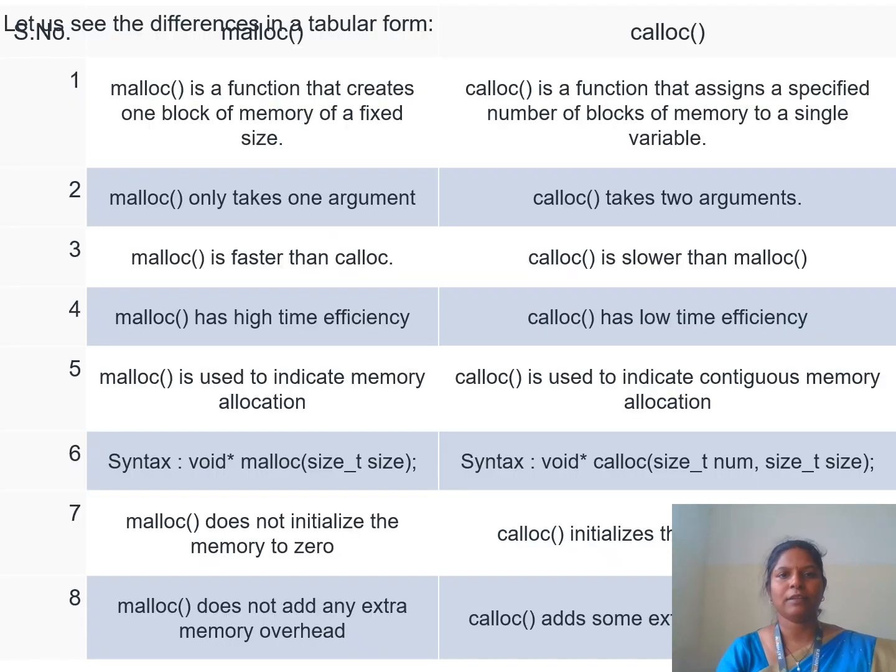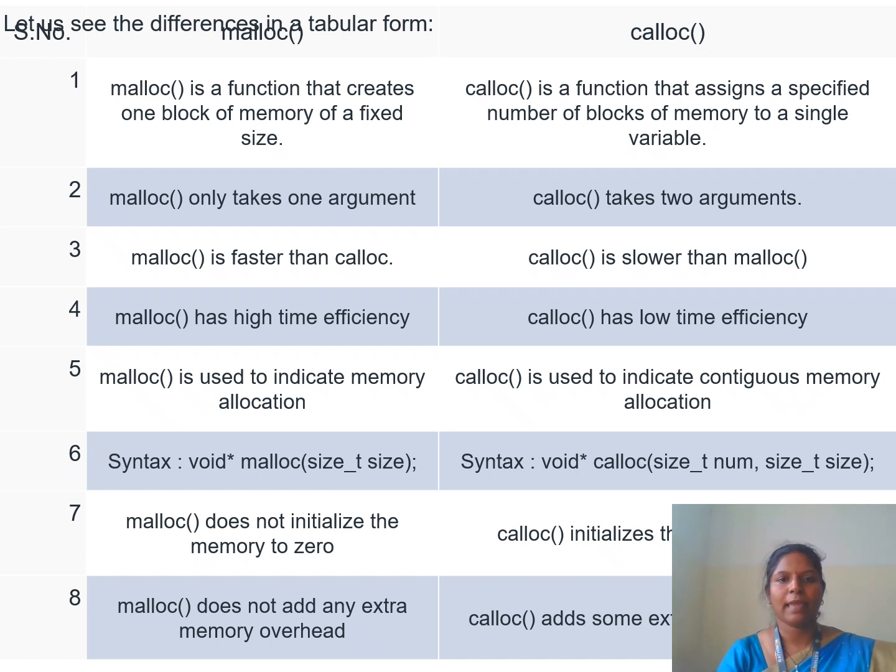Okay. Next, difference between malloc and calloc. Malloc is a function that creates one block of memory of a fixed size. Calloc is the function that assigns a specified number of blocks of memory to a single variable. Malloc takes only one argument. Calloc takes 2 arguments.